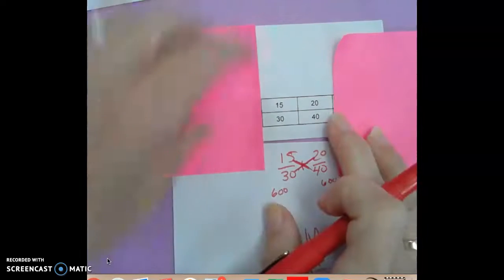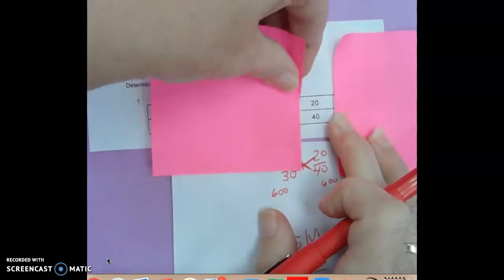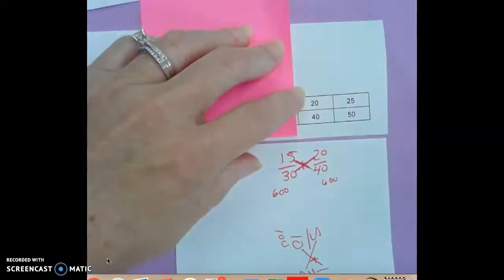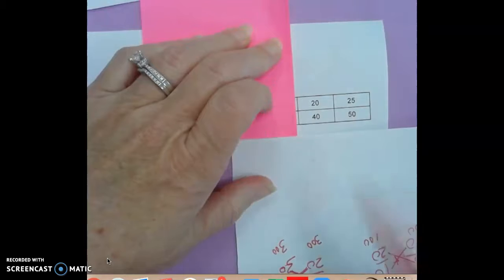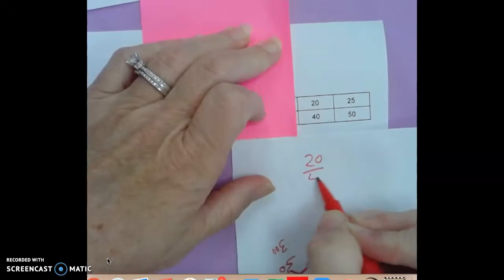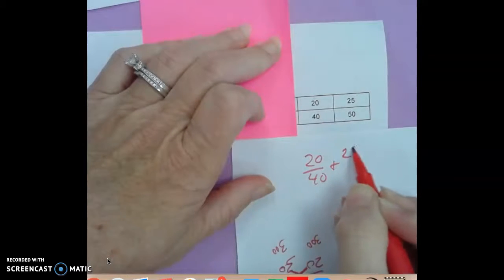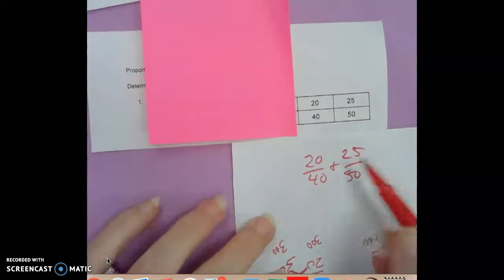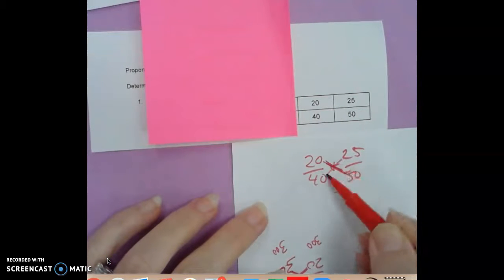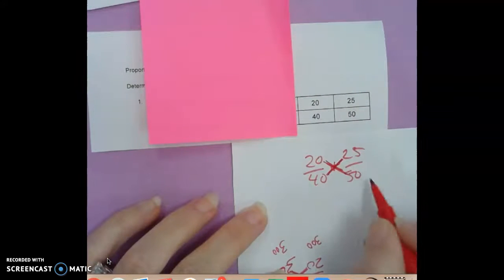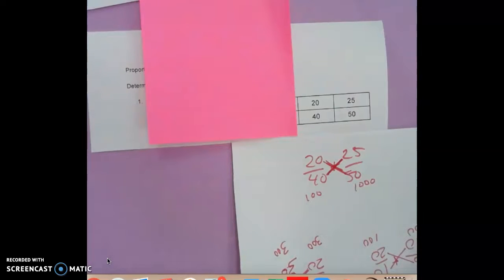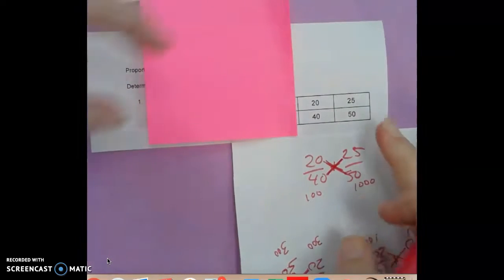So I keep going. I'm going to go down one more. And finally, I'm at the last one. So if I check this one, I've got 20/40 and 25/50. So if I check these diagonals, I'm going to get 1,000 and 1,000. So I know that they are proportional.